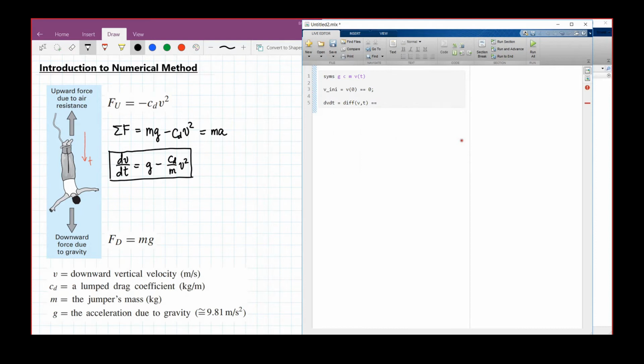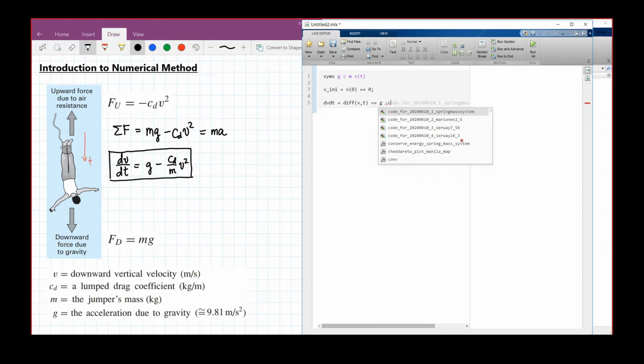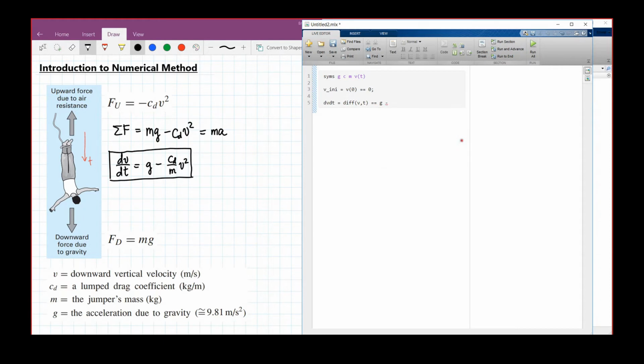And that is equal to g minus c. Let's call c our cd, to be our drag coefficient or lump drag coefficient. And then times v squared, then divided by the mass of the particle. Okay, so let's try to run this first before solving it. So just to verify, I'm sorry, I should not omit this. Okay, so this is your differential equation, which is the same as this one.